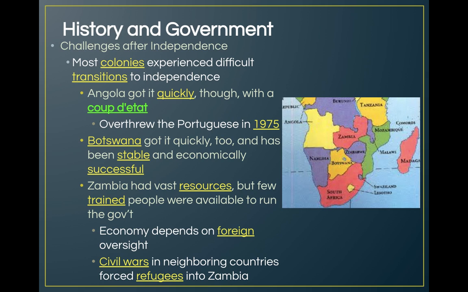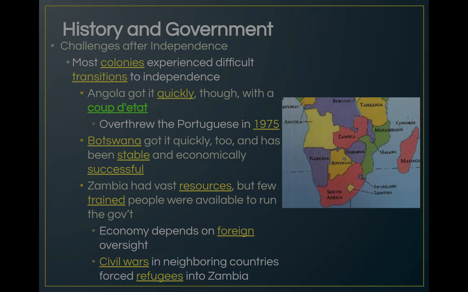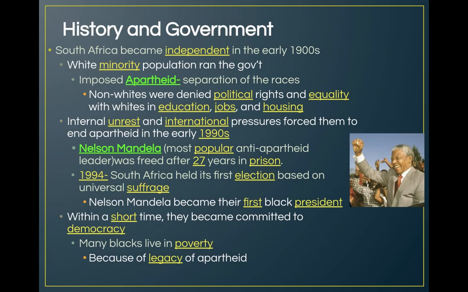And so civil wars in neighboring countries have forced refugees into Zambia because they do have a pretty decent, pretty stable-ish government. Okay, but at least they were smart enough to say, hey, we can't handle this, so they went out and got help.